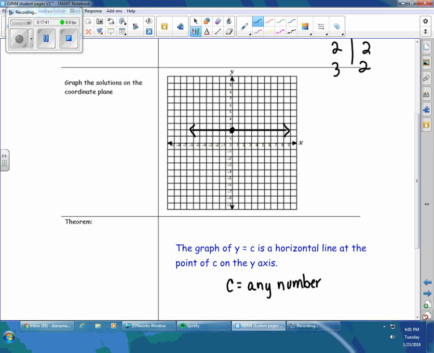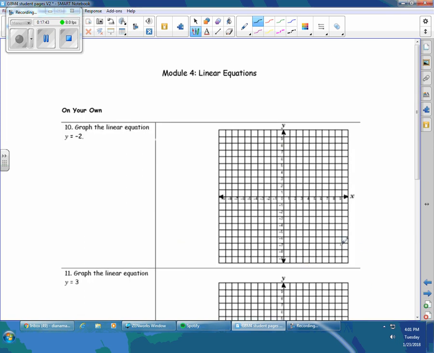So again, let's go ahead with the next problem. These are on your own. Graph the linear equation y equals -2. I want you to pause the video, plot where you think it's going to be, and then unpause the video to check your work. Okay, -2 is right here. So I'm going to draw a horizontal line through -2.